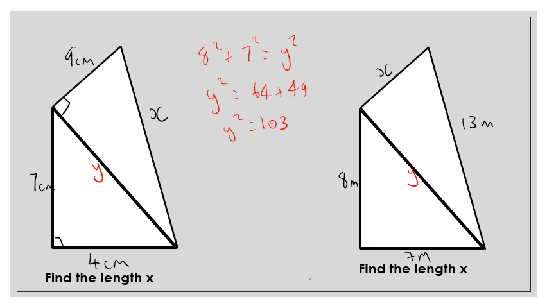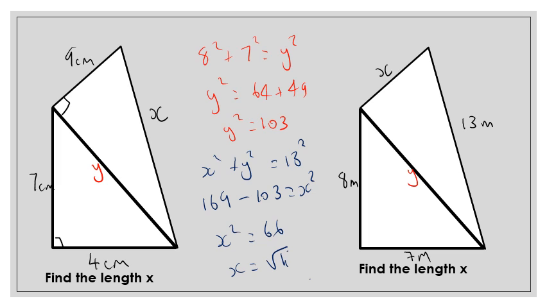So the next line I need to write down is slightly different here because it's x squared plus y squared equals 13 squared. So to find x squared, we're going to do a takeaway. So we're going to get 169 take away 103 equals my x squared. So x squared equals 66. So x equals the square root of 66, which gives me 8.1 at the very end.